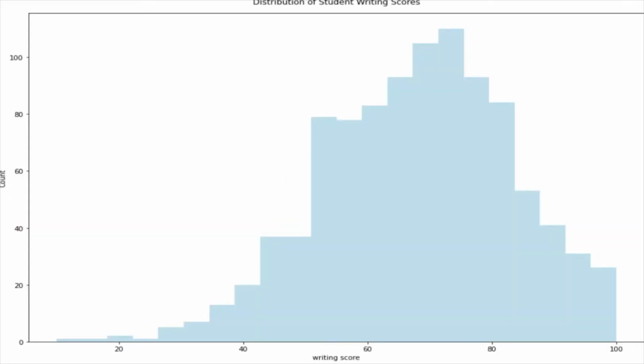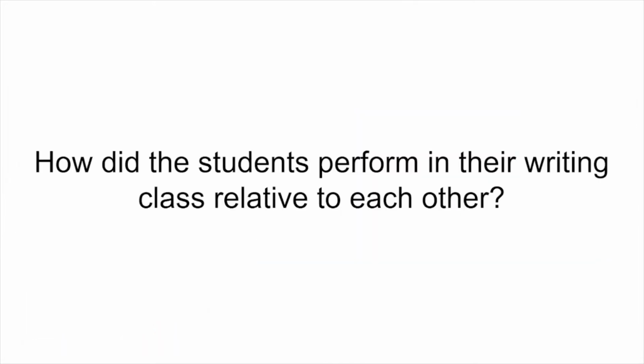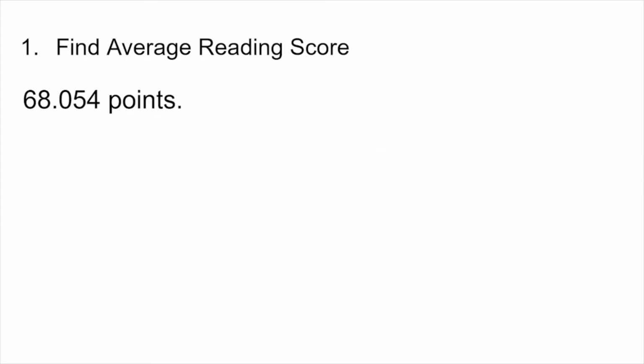Okay, this is a distribution of student writing scores. If you want to know how to plot this distribution using Python, I'll link that video down below as well. Now the question we want to answer is how did the students perform in their writing class relative to each other? The way we can do this is by finding the standard deviation first and using it to describe their location, basically how they did relative to each other in their class.